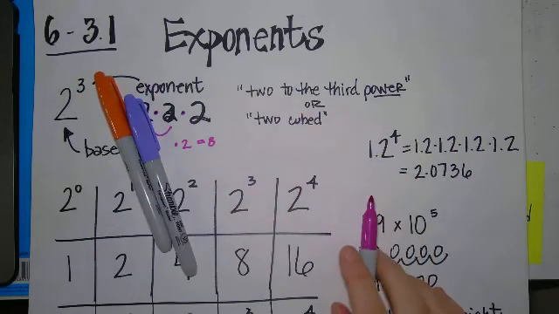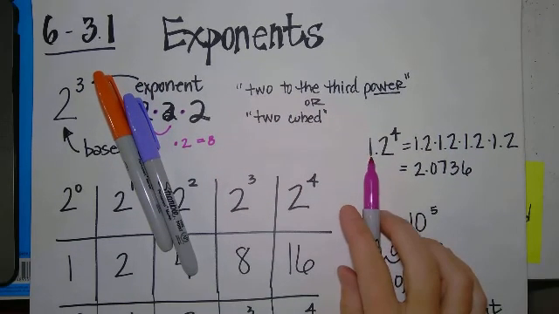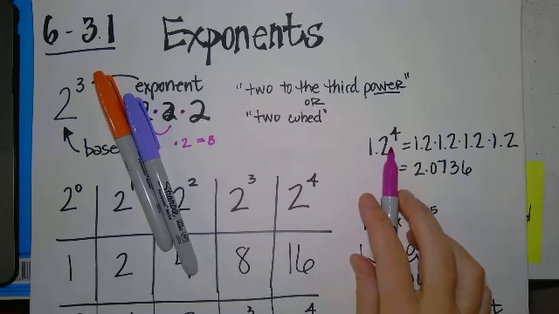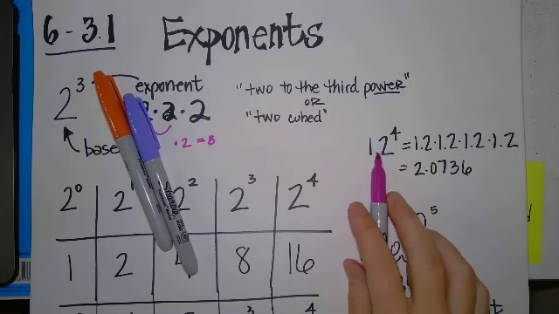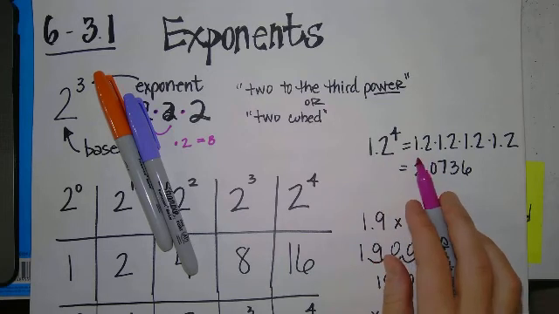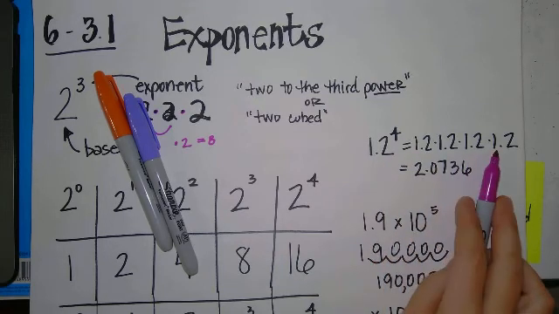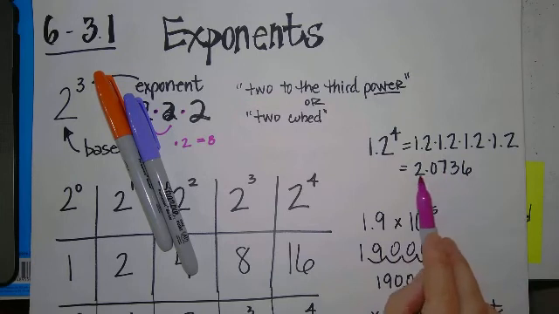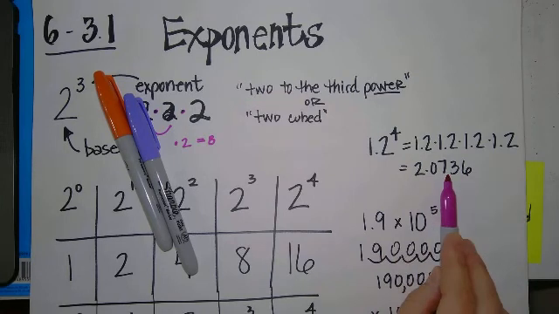Let's look at this example over here. Sometimes we have a decimal. Here's an example of 1.2 to the 4th power. So that means the base, 1.2, is being multiplied by itself 4 times. So 1.2 times 1.2 times 1.2 times 1.2. And then, of course, we get a decimal answer.